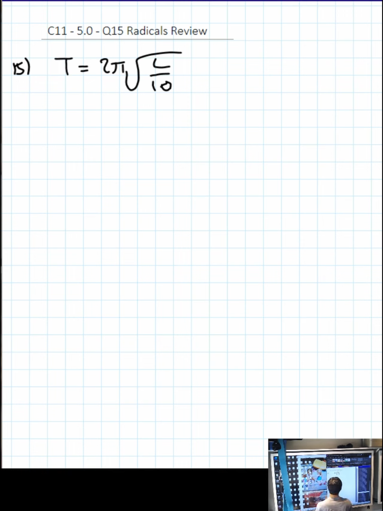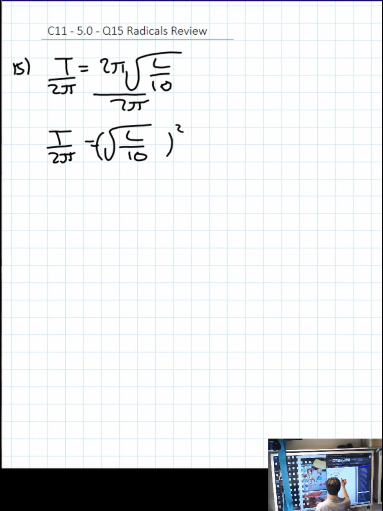So we need to get rid of everything attached to L. We're going to start by dividing both sides by 2 pi. So on the left-hand side, we have T over 2 pi equals the square root of L over 10. To get rid of a square root, we simply square both sides. So on the left-hand side, we're going to have T over 2 pi all squared equals L over 10. And then we can times both sides by 10.